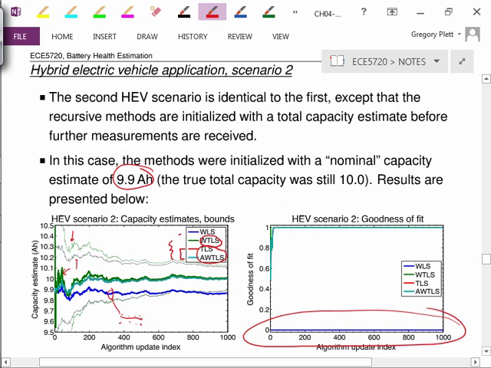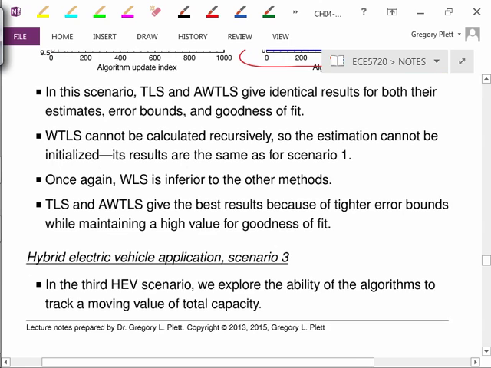So the TLS and AWTLS, because of that initialization, have slightly better, I would say, estimates of the total capacity based on that startup knowledge, especially in the early points. Eventually they kind of converge to the same area, but it takes a while for them to do that. Goodness of fit for all three of those methods, still very good. Nothing to complain about there. I think I said that.